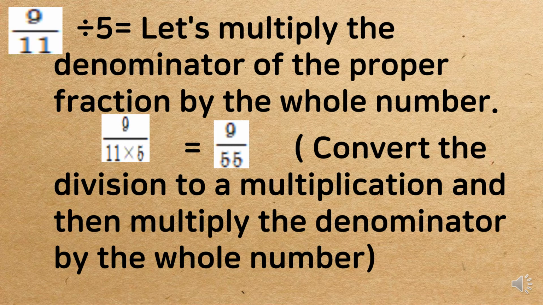Divide 9 over 11 by 5. Let's multiply the denominator of the proper fraction by the whole number. Convert the division to a multiplication and then multiply the denominator by the whole number. So that will become 9 over 55.